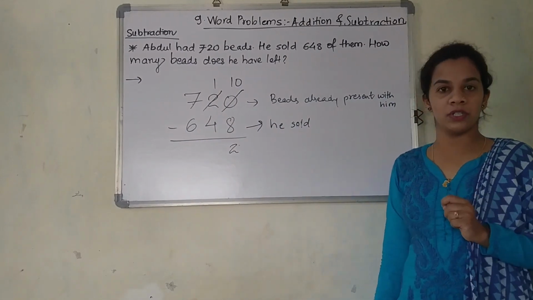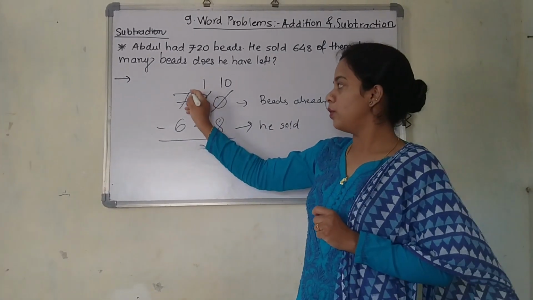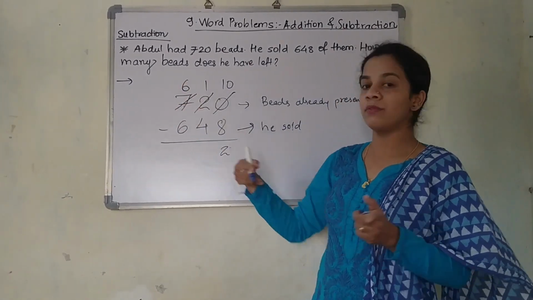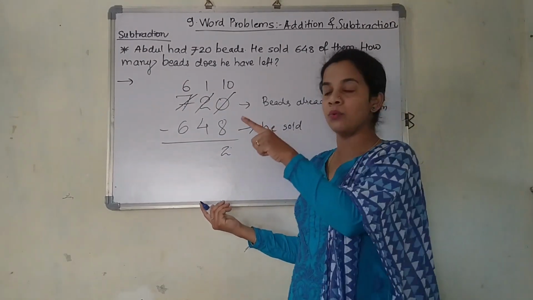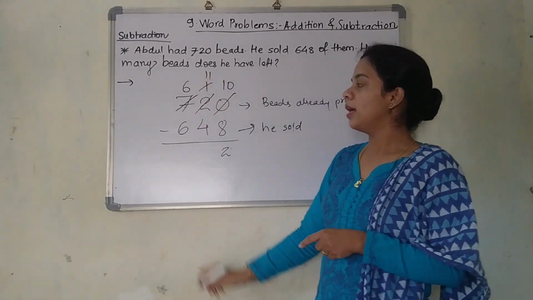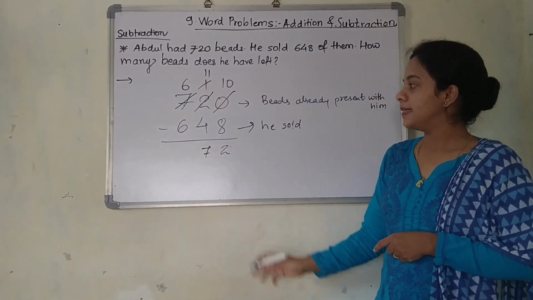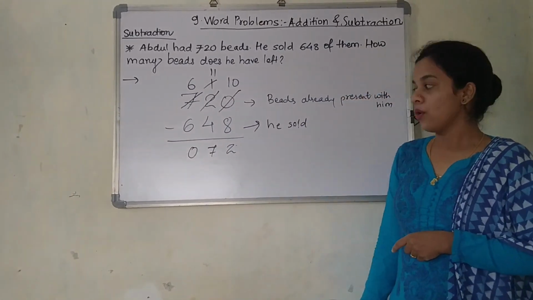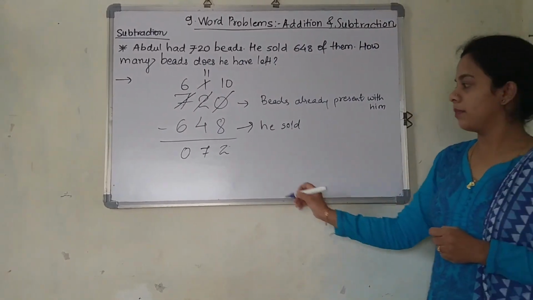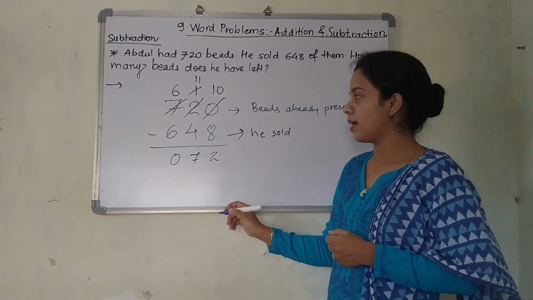Now just think. 1 minus 4 is possible? Not possible. So what will we do? We will take 1 from here. That 7 will be reduced. It will give 1 to the other one, and this will become 11. So 11 minus 4 is 7, and 6 minus 6 is 0. So how many beads are left with him? 72 are left with him.